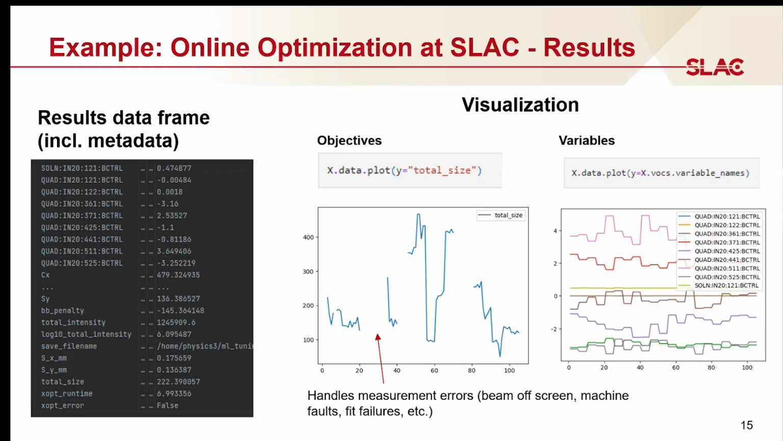And so this metadata that we include in the output will tell us why we didn't get a measurement. For example, the beam was too big on our screen and so we weren't able to capture all of it, or there was an interruption in machine operations. And so storing all of this data in a pandas DataFrame like this allows us to quickly and easily diagnose how optimization runs are going during the course of optimization.